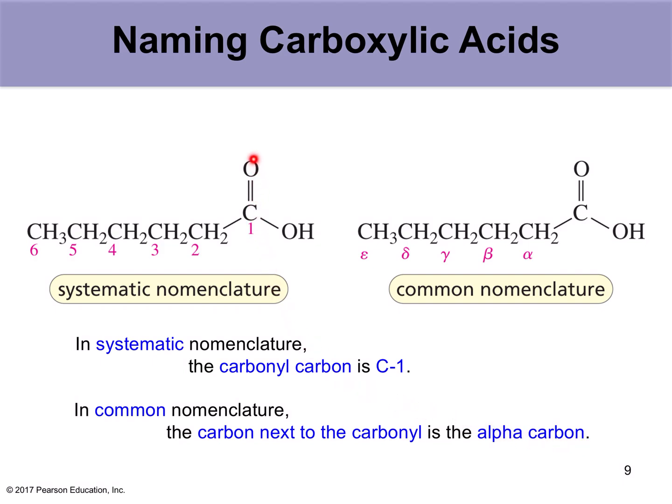So this is the carbonyl carbon. When you are naming it systematically, you have to give number 1 priority to that one to name the carbon chain. And the alpha carbon is always the carbon next to the carbonyl group. Like this: alpha, beta, gamma, delta, epsilon, and so on. This is the Greek alphabet.